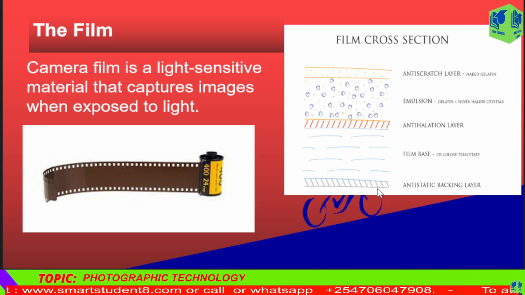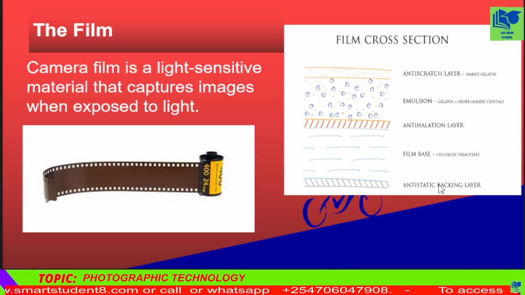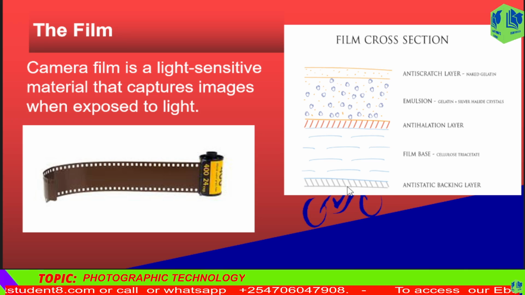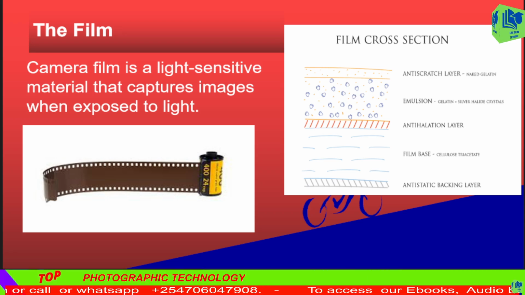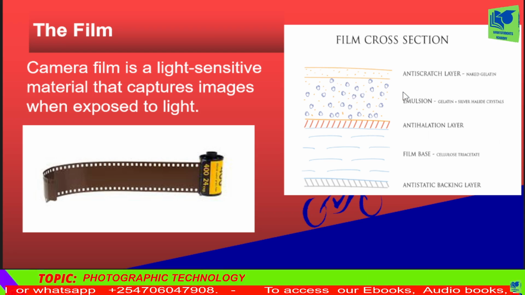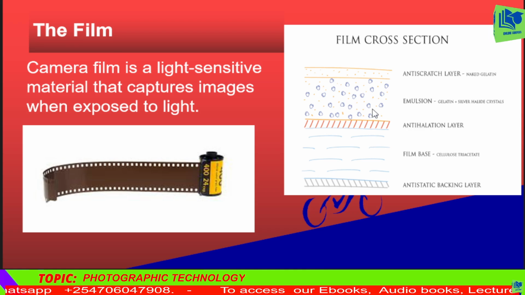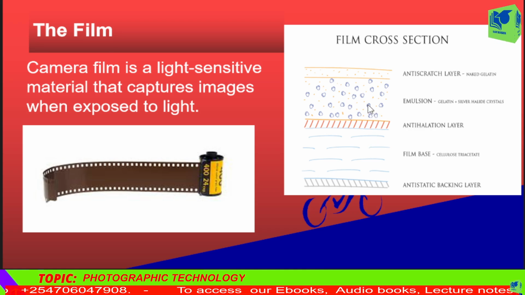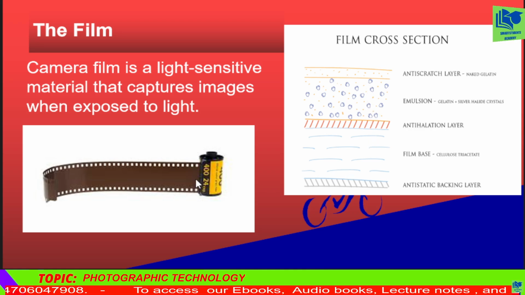The combination and order of these layers varies depending on the type of film, such as color, black and white, slide, or instant. When exposed to light, the film creates an invisible image called a latent image. To make the image visible, the film is treated with chemicals in a process called developing.